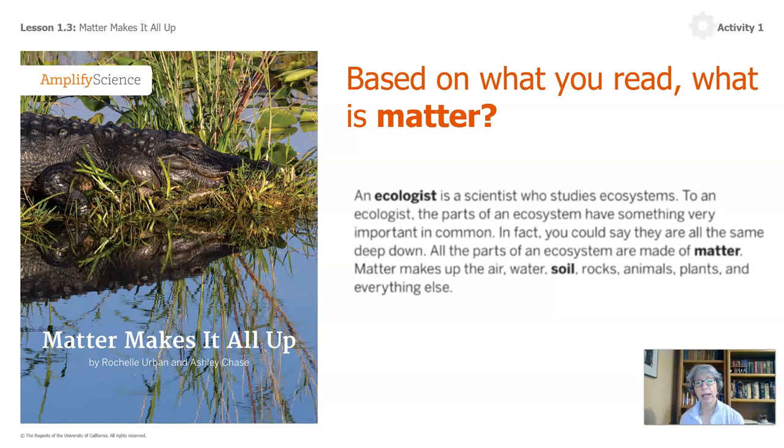This is what the book said. An ecologist is a scientist who studies ecosystems. You know that. To an ecologist, the parts of an ecosystem have something very important in common. In fact, you could say they are all the same deep down. All the parts of an ecosystem are made of matter. Matter makes up the air, water, soil, rocks, animals, plants, and everything else. Going back to our question, what is matter? Seems like it's a lot of things, like everything. Water, rocks, plants, living things.